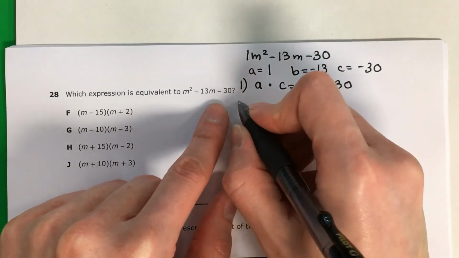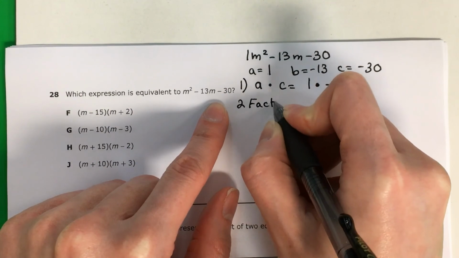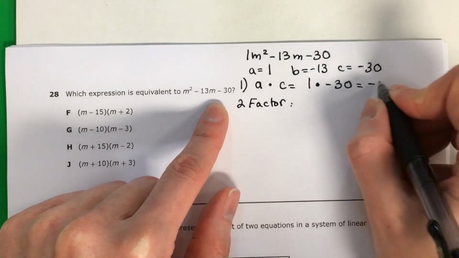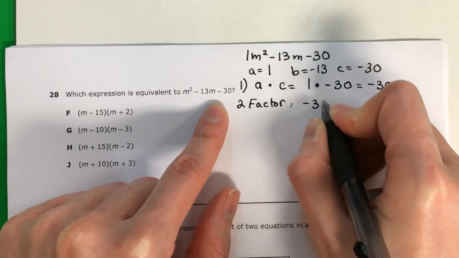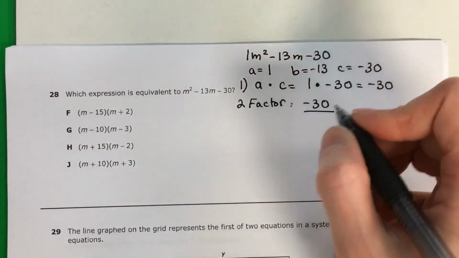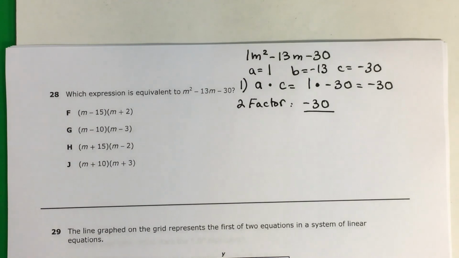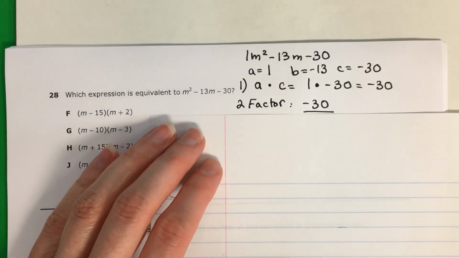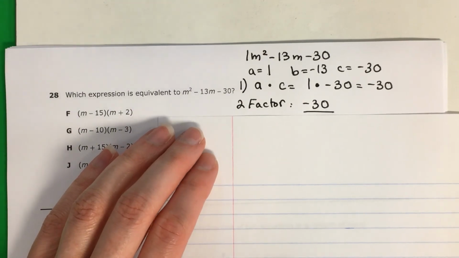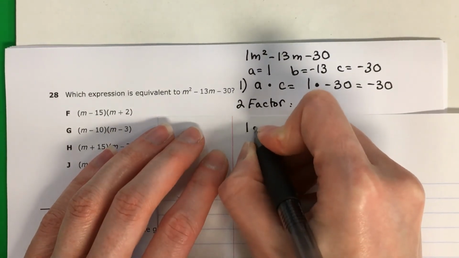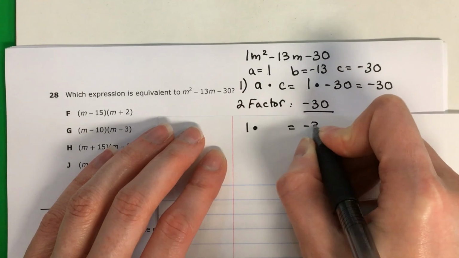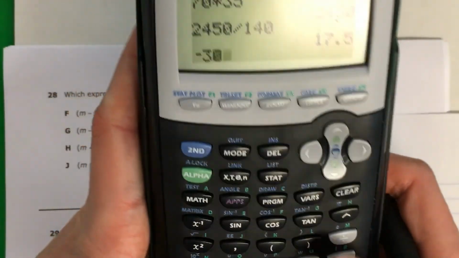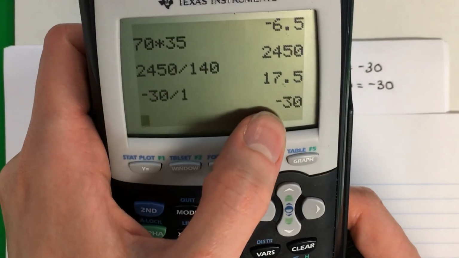And so step 2, I'm going to need to factor this number. So 1 times negative 30 is negative 30. I need to factor negative 30. And I'm going to do this on a different paper because I think it's going to be a long one. Okay, so first we're going to start with 1. So 1 times what equals negative 30? Let's put in the calculator negative 30 divided by 1. I get negative 30.